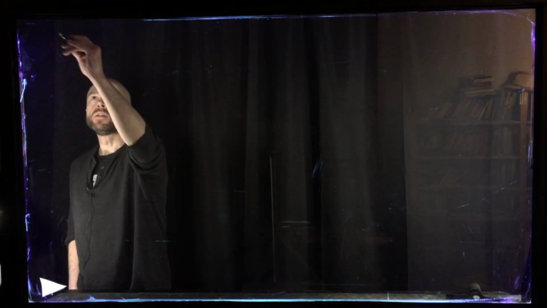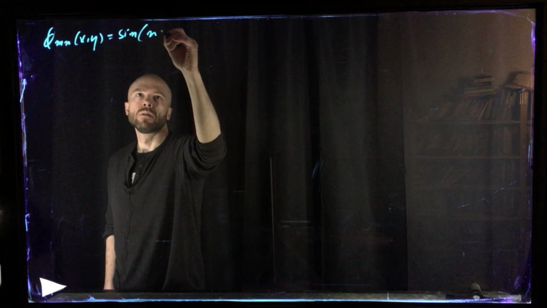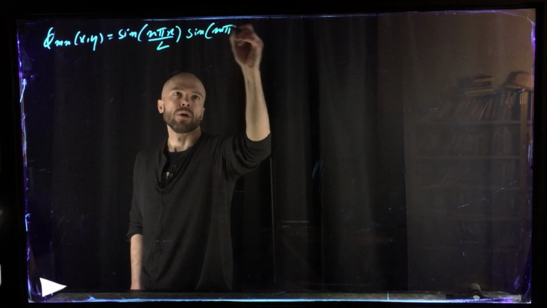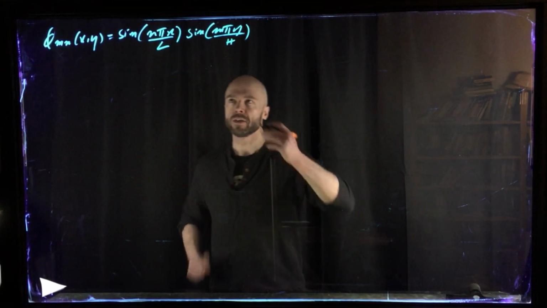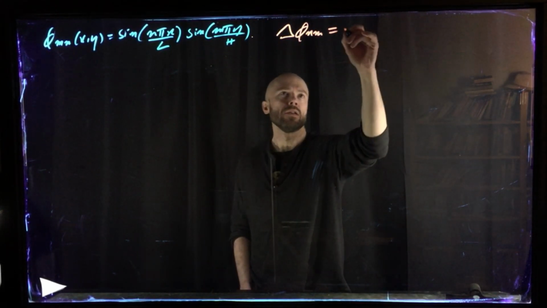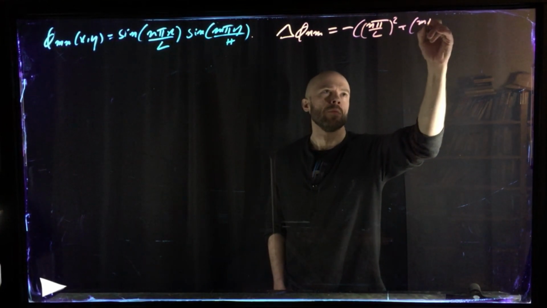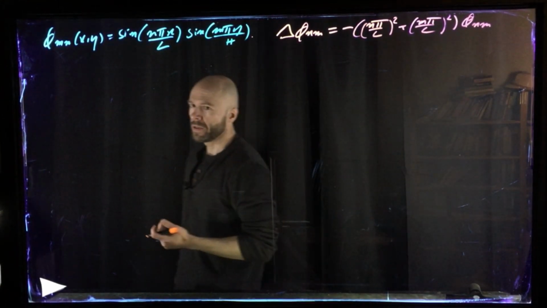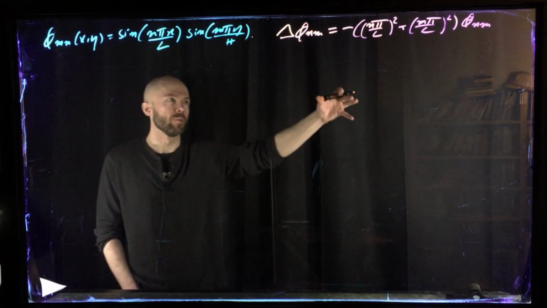So what we've learned is that these functions phi_mn(x, y) = sine of n pi x over L times sine of m pi y over h solve our eigenvalue problem, that the Laplacian of phi_mn is equal to minus (n pi over L squared plus m pi over h squared) phi_mn. It is a fact, and we'll talk about it later, that this space of functions spans the space of functions defined from the rectangle into the real numbers.